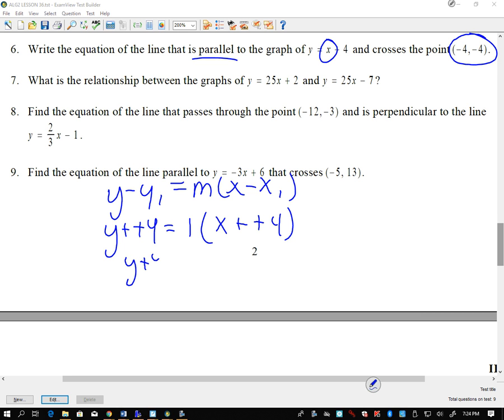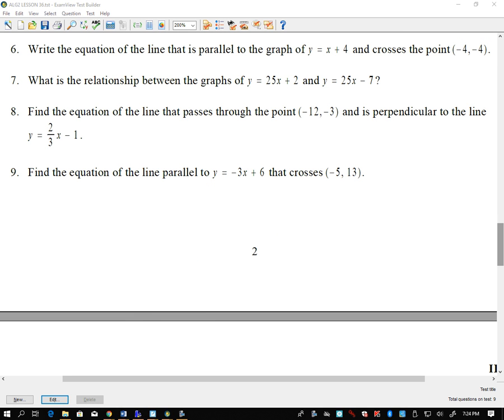Y plus 4 equals, we're going to go ahead and distribute. 1 times x is x. 1 times 4 is 4. Subtract 4. Okay, we get y equals x for 6. Y equals x is our answer. Okay, everything else went away.